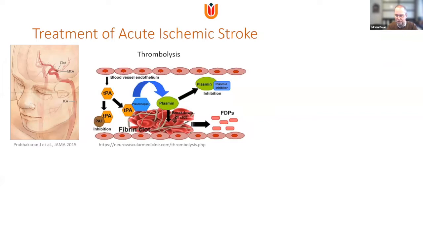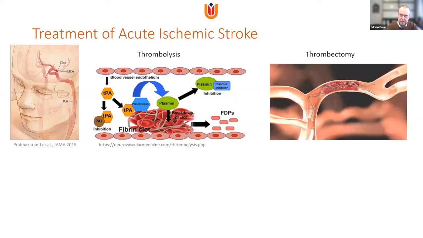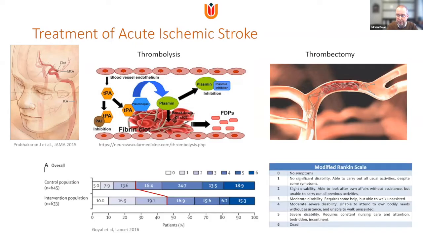However, around 7 years ago, a new technique was shown to be clinically superior, and that's a thrombectomy, in which you remove the clot by mechanical means, by catheter and a thrombectomy device. This proved to be very superior, actually.